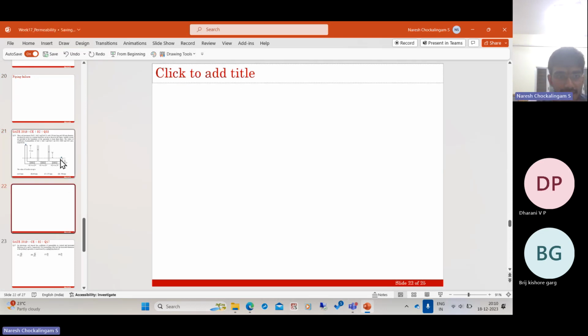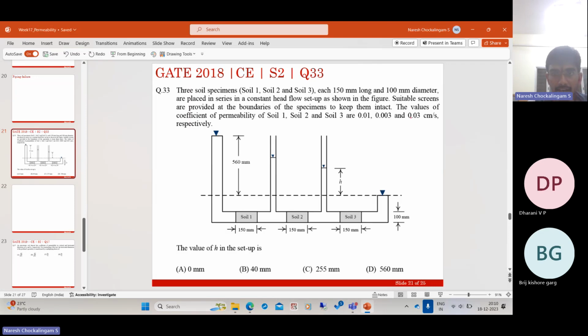So let us look at this. There are 3 soil specimens, each 150 mm long, 100 mm in diameter. They are placed in series under a constant head flow setup as shown. So this head difference between this point and this point is constant, which is 560 mm. And there is flow like this through the soil, and that flow rate is maintained constant. So we have a problem of steady state 1D seepage, which is the simplest case.